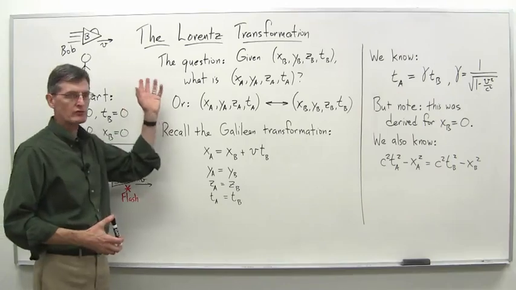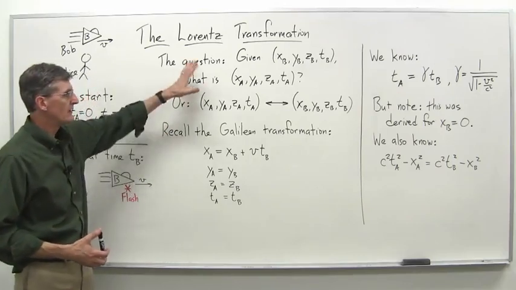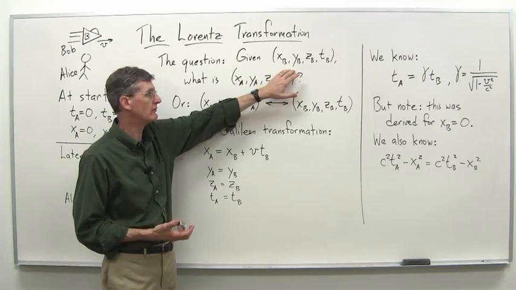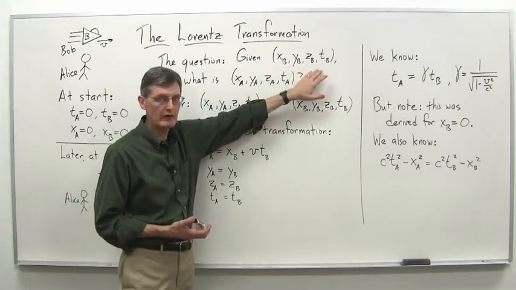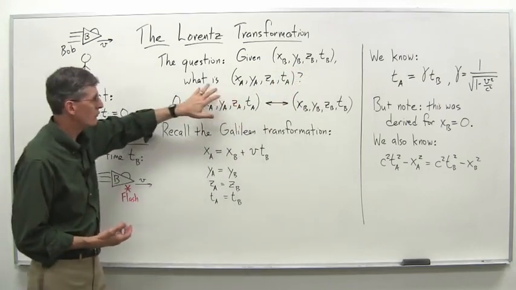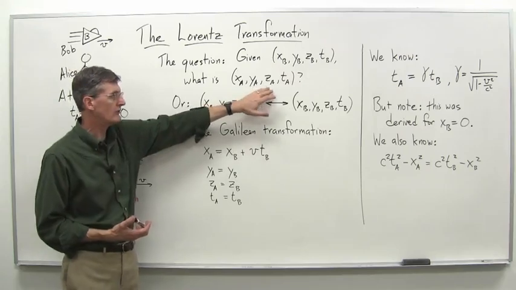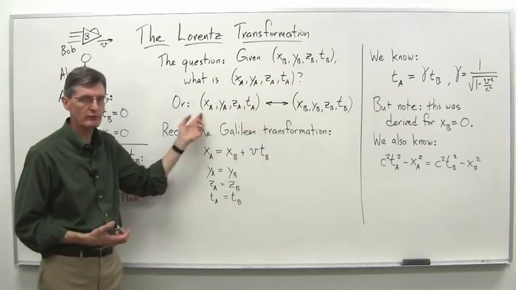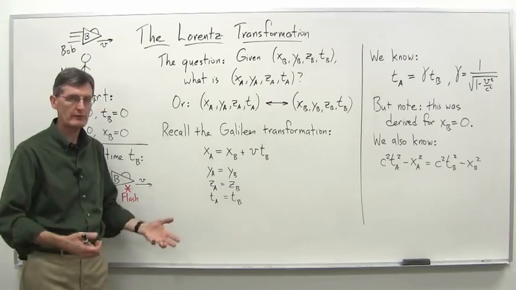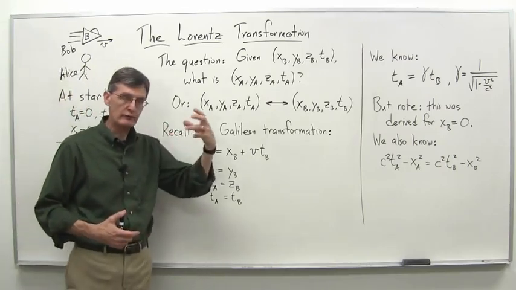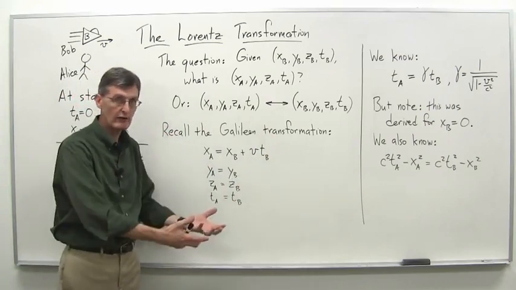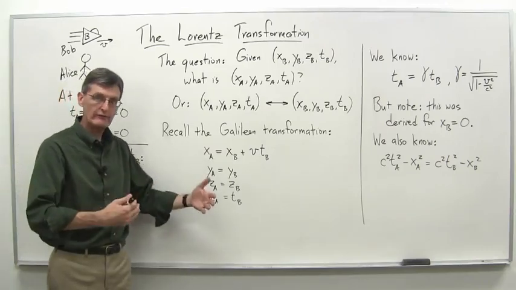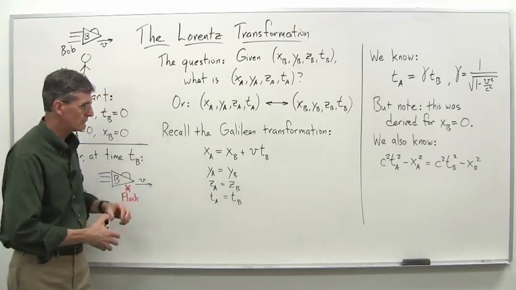But here's the basic question we want to try to answer: given the space-time coordinates of an event in Bob's frame of reference, so x_B, y_B, z_B, and some time t_B, what would the coordinates be for Alice, x_A, y_A, z_A, and t_A? In general, we'd like to go back and forth between the two coordinate systems. If Bob measures something, says, hey, I saw a flash of light, and it was at this location in my frame of reference and this time, we'd like to have a relatively simple calculation so we can find out the coordinates of that flash of light in Alice's frame of reference.